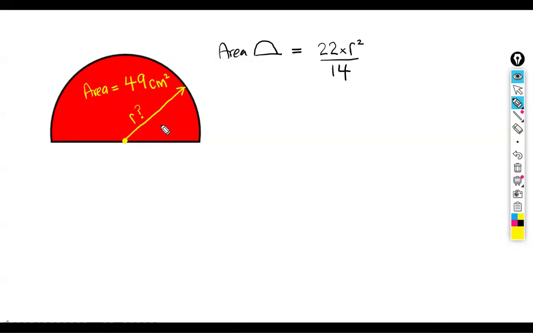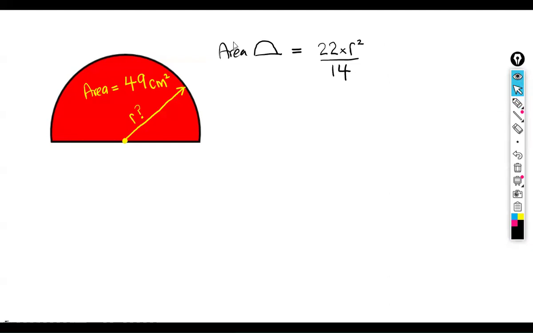I'll give you a hint. You would end up cross-multiplying. This is really a cross-multiplying question in disguise, if you decide to use this formula as your normal formula to find the area of half of a circle. Good luck. Send the answers across.